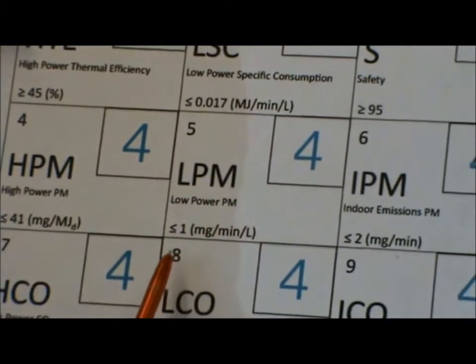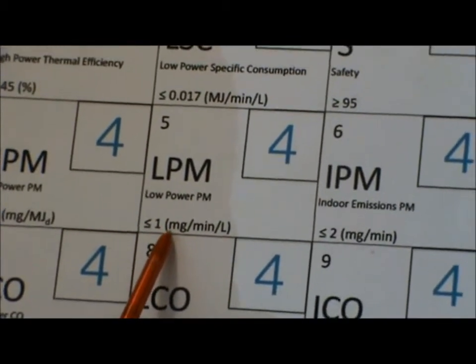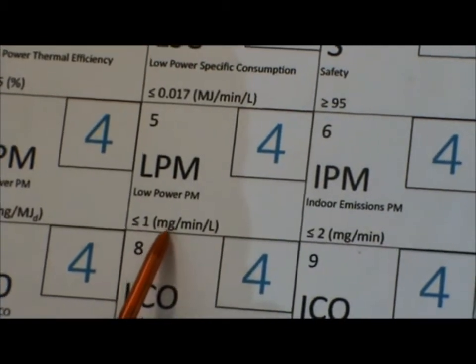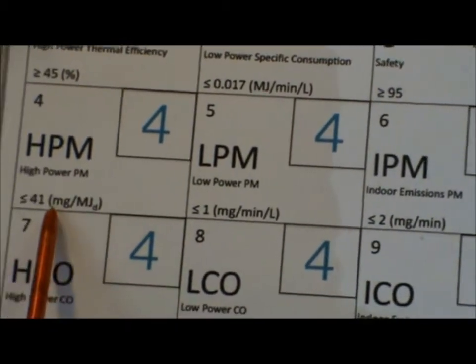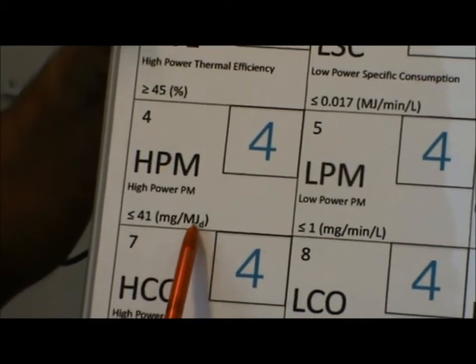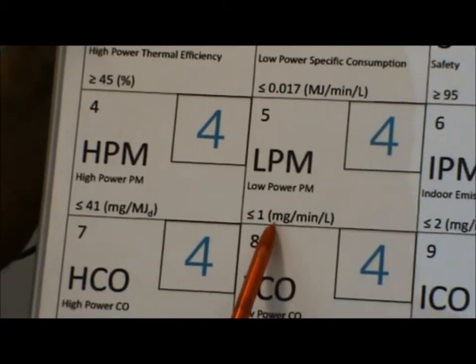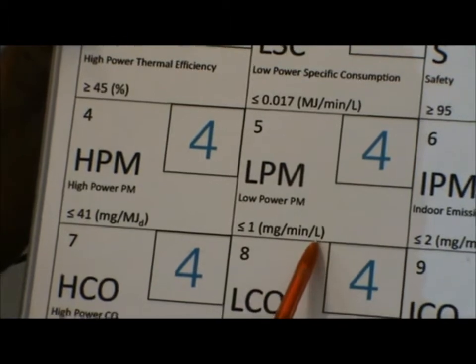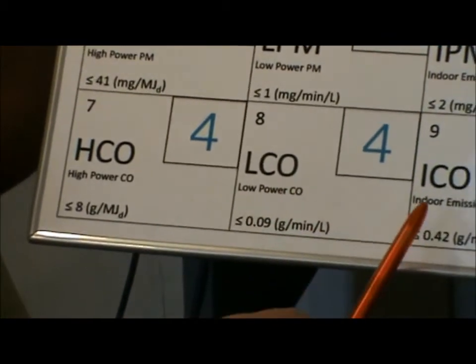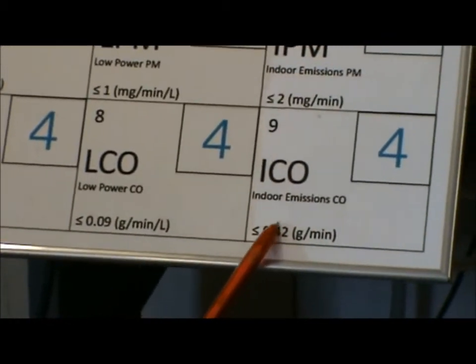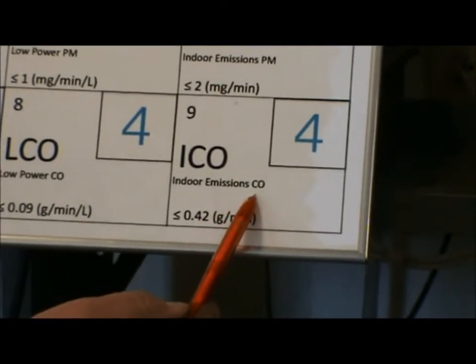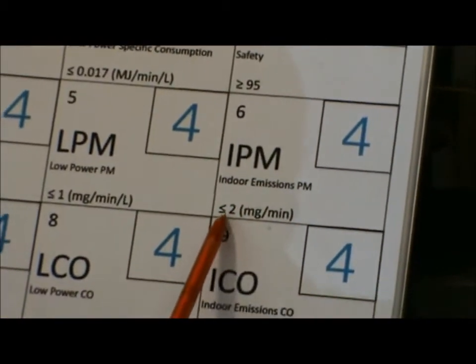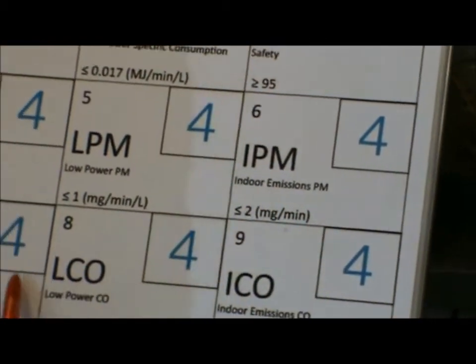Low power PM, on the other hand, is very different. It's milligrams per minute per liter. And so you can imagine that milligram per megajoule delivered gives you a very, very different result than milligram per minute per liter. And then when you look at indoor emissions, the math is different again. It's grams per minute. So it's how much CO or how much PM was made per minute by your stove.